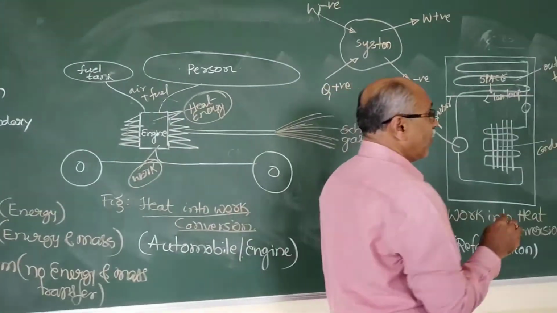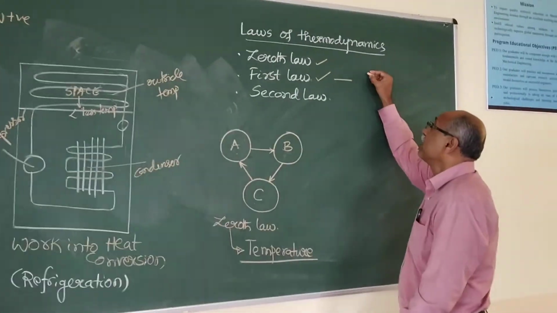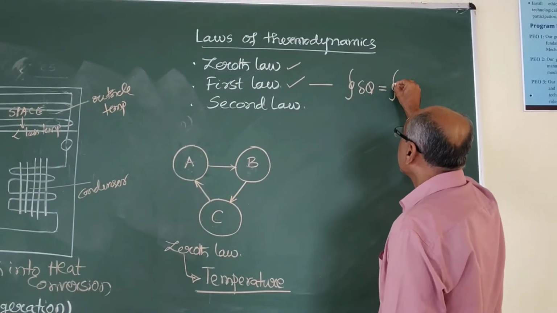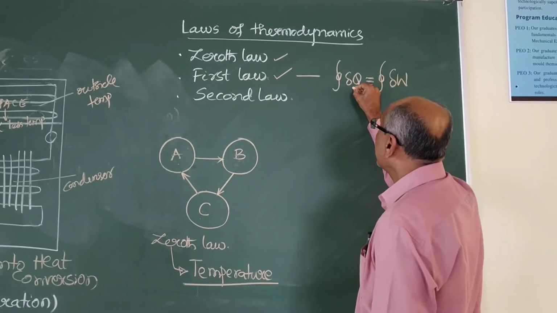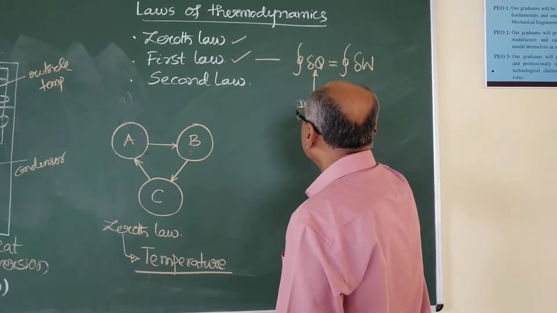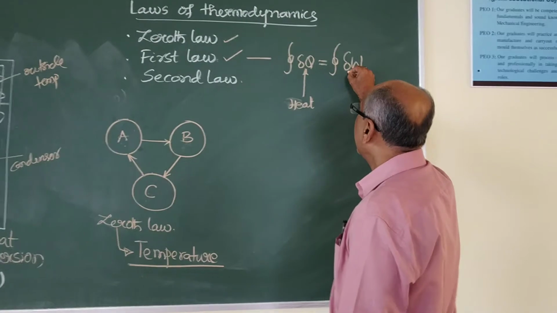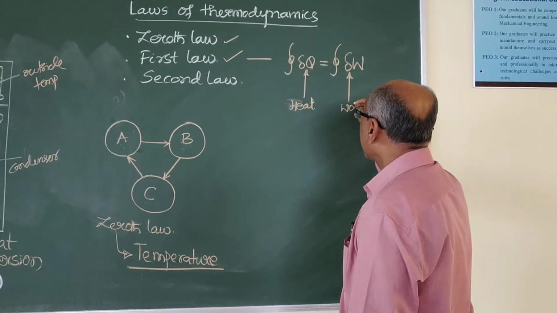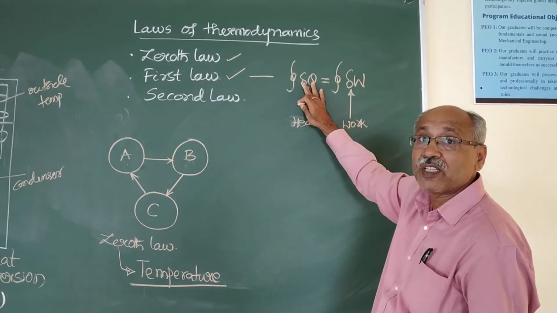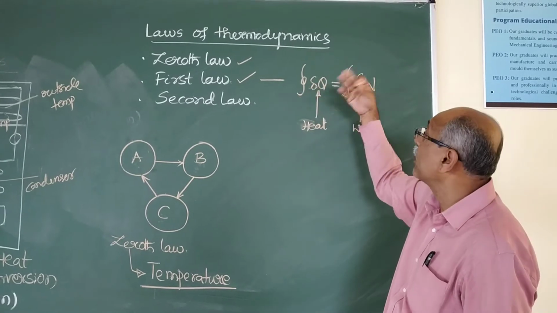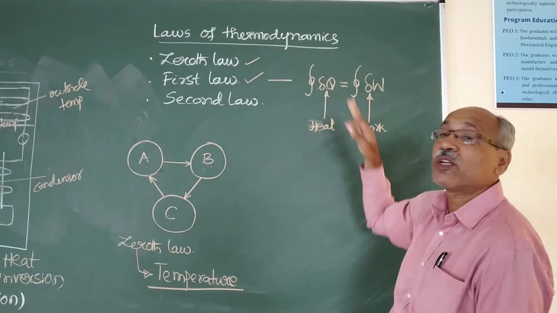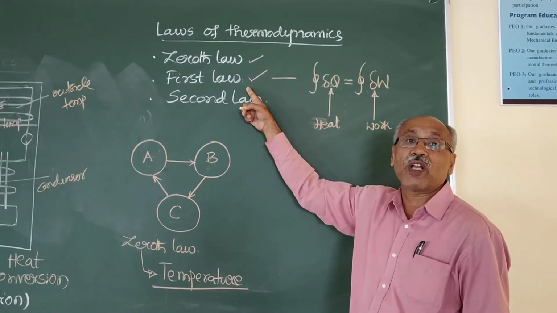Work and heat. So, as per the first law, the cyclic integration of delta Q is equal to the cyclic integration of delta W, where delta Q represents the amount of heat for a complete cycle, and delta W represents work. That means they are mutually convertible to each other. Whatever the amount of heat that is generated, the whole amount of heat can be converted into work. Whatever the work that is generated can be converted into heat. That is the first law of thermodynamics.